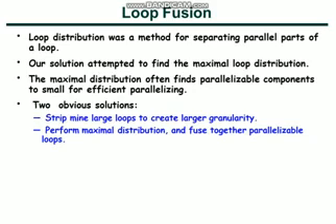So the last point is the same, which I explained, that there are two obvious solutions for efficient use of loop distribution. That is, first, strip mine a large loop to create a larger granularity, and then perform maximal distribution. First perform maximal distribution and then fuse together the parallelizable loops.